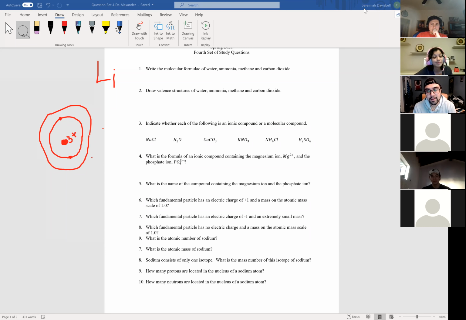But in lithium's case, we only have 3 electrons, right? So we only need just 1. Sorry. Yeah. I thought you meant in general. No, you're right. You're right. In general, it would be 8. And yeah, in this case, lithium only has 3, so it'd be 1 right here, right? So yeah, you were right.